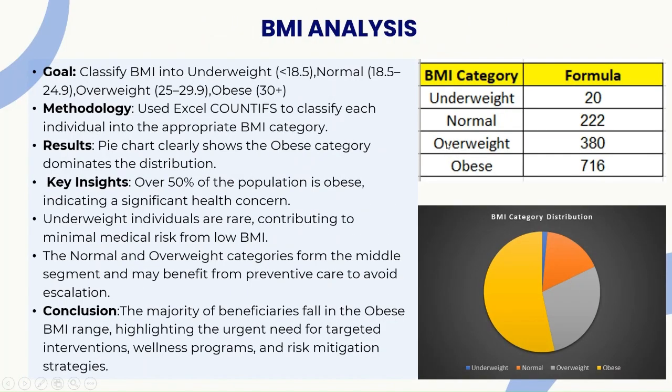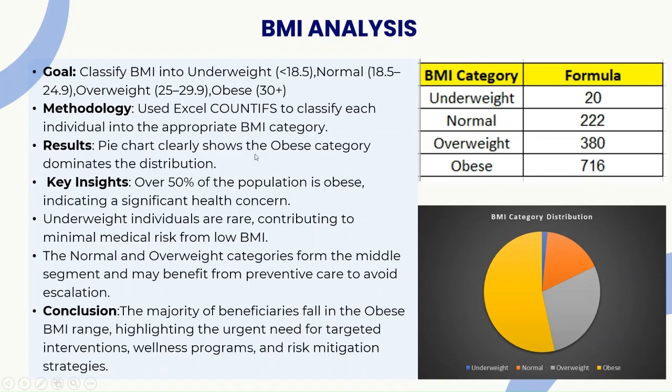Okay, so now let's go to the next slide. That is the BMI analysis. The BMI is categorized into four categories: underweight, normal, overweight, and obese. In this chart as well, I have found the count of each BMI category. I have shown it in the pie chart as well. You can use the counting formula, or a pie chart as well.